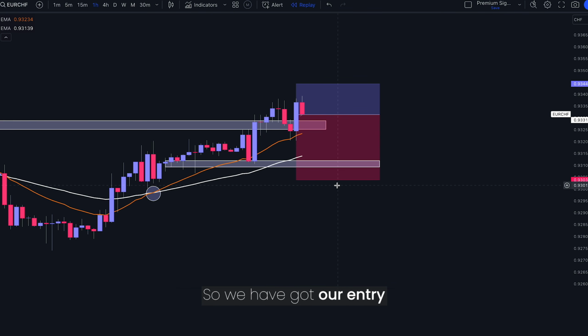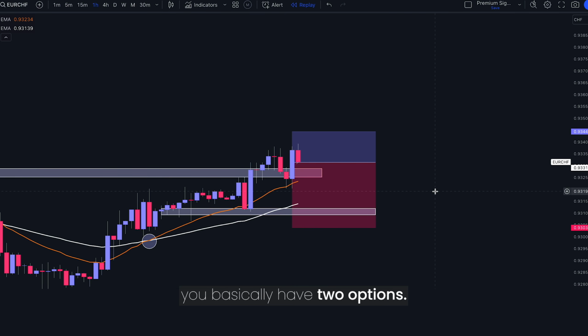So we have got our entry and stop loss sorted, and now a very wise move would be to have a strategic plan where to aim for your profit and where to exit your trades. In this case, you basically have two options. You can either use a fixed risk to reward ratio based on your risk management strategy, or you wait once the EMA 20 crosses below EMA 50, which would basically indicate a potential reversal in the market trend.